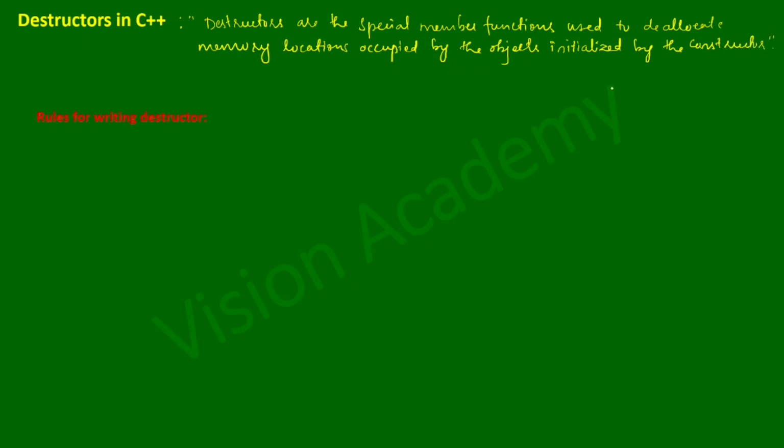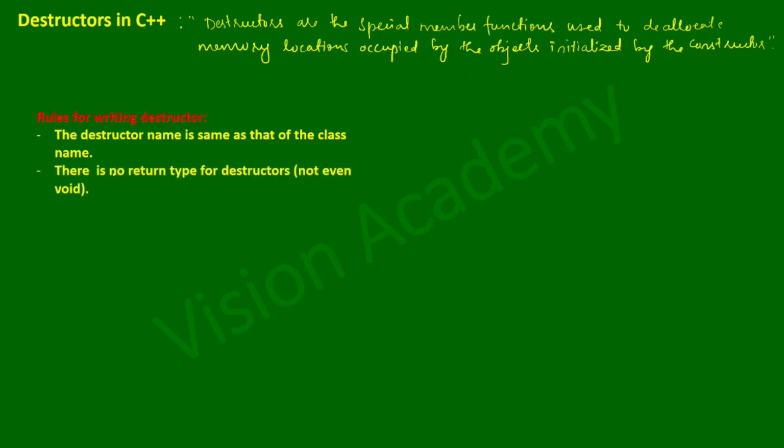Now let us go for rules for writing destructors. The destructor name is same as that of the class name. There is no return type for destructors, not even void. Destructors must be declared in public section. So all these three rules are same as that of the constructor.